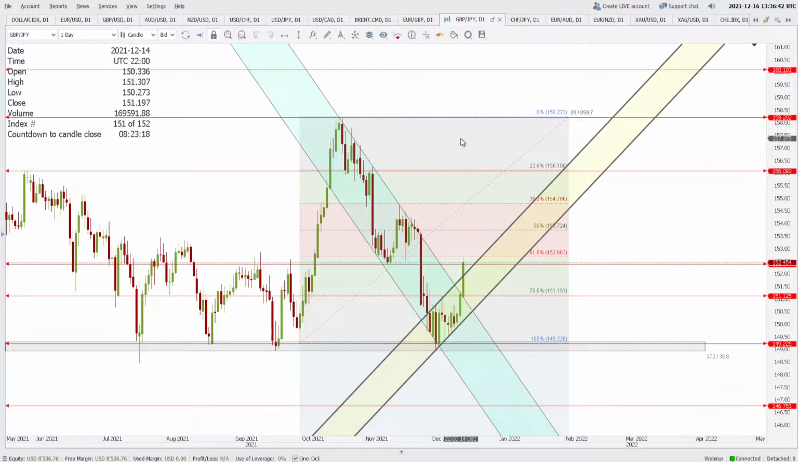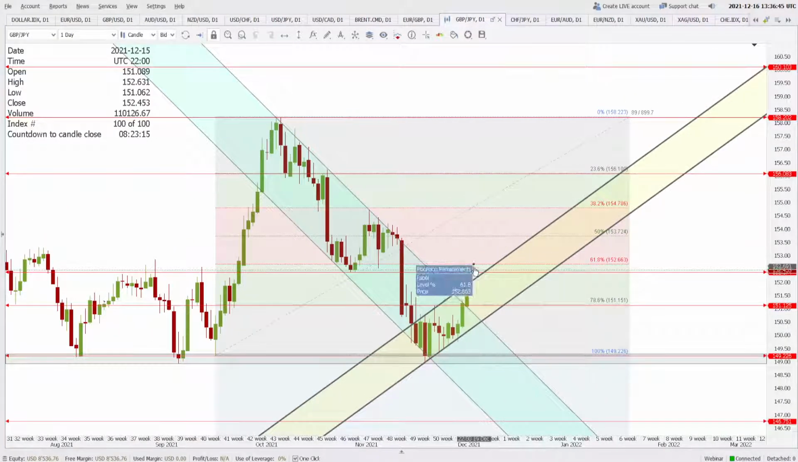GBPJPY, what a move in an intraday, but now the price is at the 61.8% and the confluence of 61.8% and the 152.37 price mark. This was the previous high here and a support here. Now this is an established important region. So if the price has come here, I think a lot of sellers will be looking to sell this market with the target of 151.12, I guess. That is what I think.